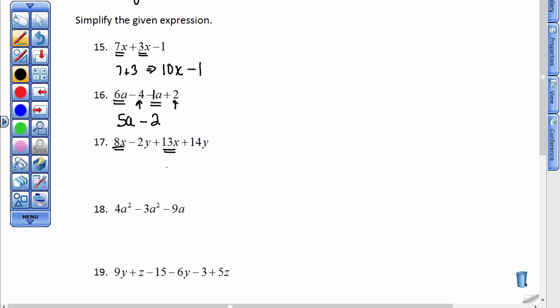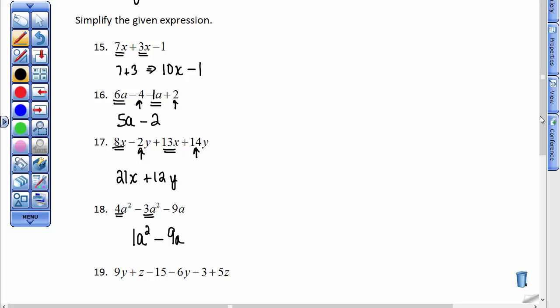Okay, 8x and 13x. Those are like terms. They combine to be 21 of those. A minus 2y and a positive 14y. A negative 2 and a positive 14 add to be 12y. Only the a squared terms are like terms. 4 minus 3 is 1a squared. You do not need to write that 1. You do need to bring the minus 9a down.